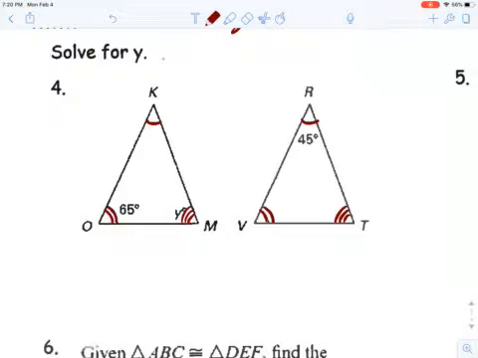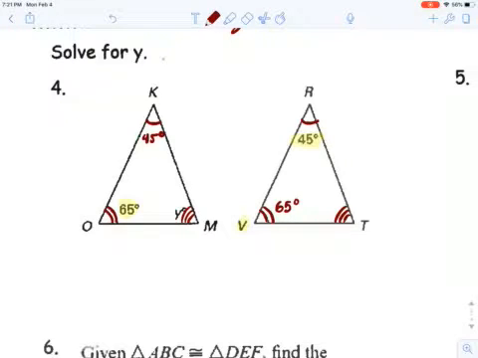Well, let's use what we know about the triangle angle sum theorem and what's been marked to solve for y. So if K is congruent to R and R is 45 degrees, then K must also be 45 degrees. If angle O is congruent to V, and angle O is 65 degrees, then V must also be 65 degrees.